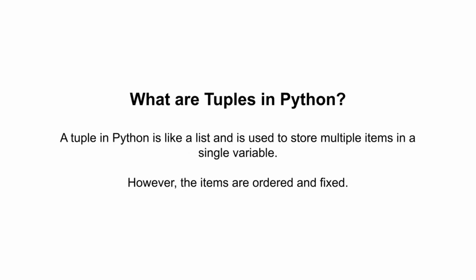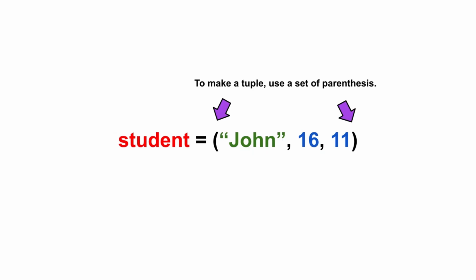So what are tuples in Python? A tuple in Python is like a list and is used to store multiple items in a single variable. However, the items are ordered and fixed. Here, we are trying to create a tuple of a student. First item will be the student name, then the student's age, and finally the student's grade in school.